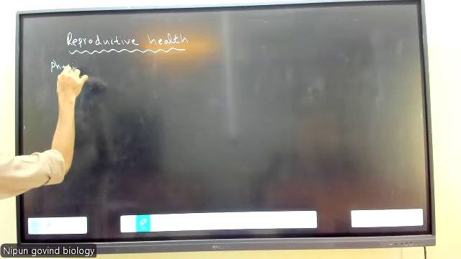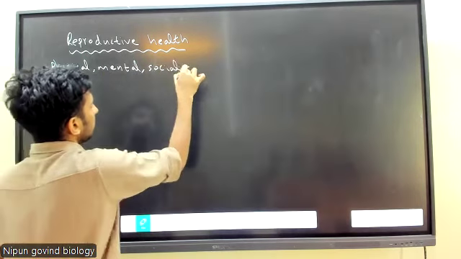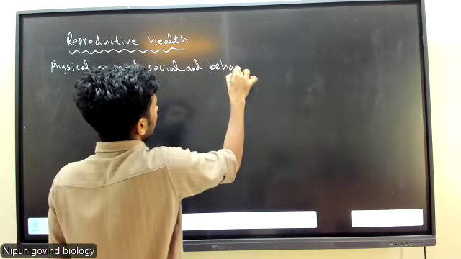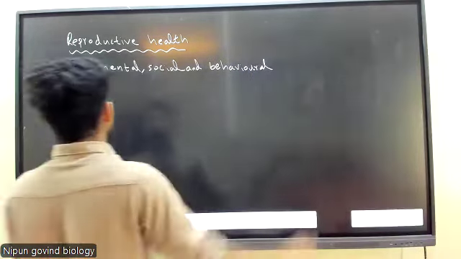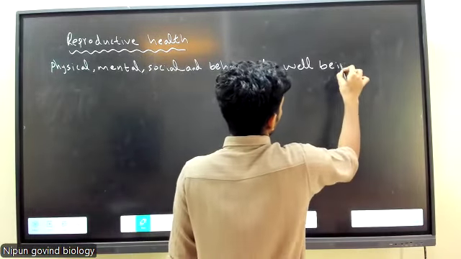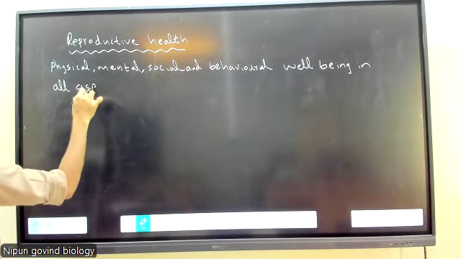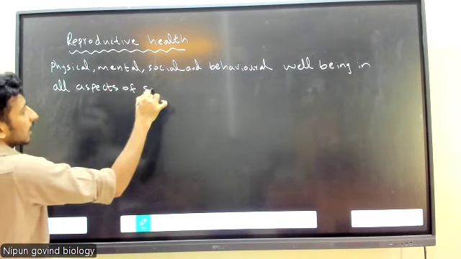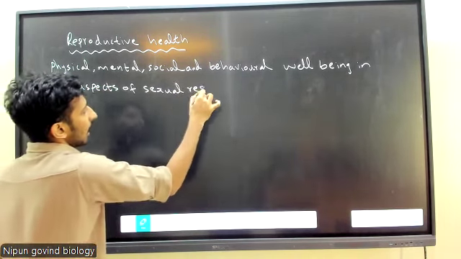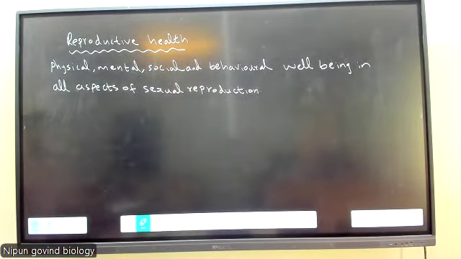Reproductive health is the physical, mental, social and behavioral well-being in all aspects of sexual reproduction. Physical, mental, social and behavioral well-being in all aspects of sexual reproduction is called reproductive health.